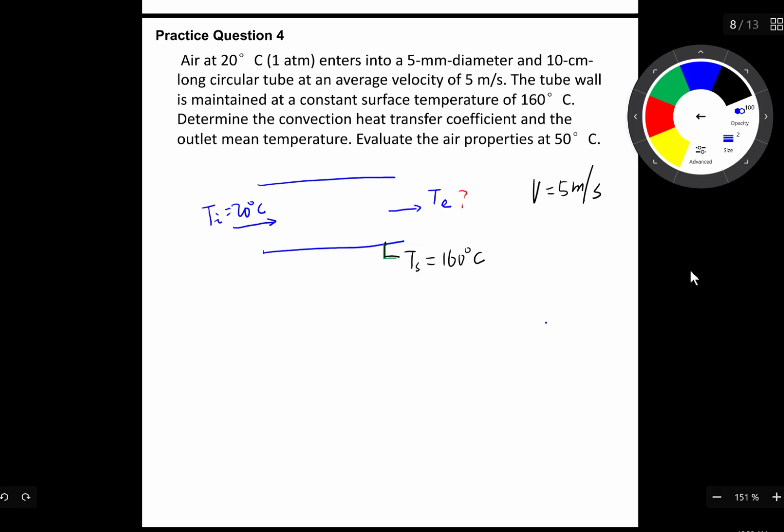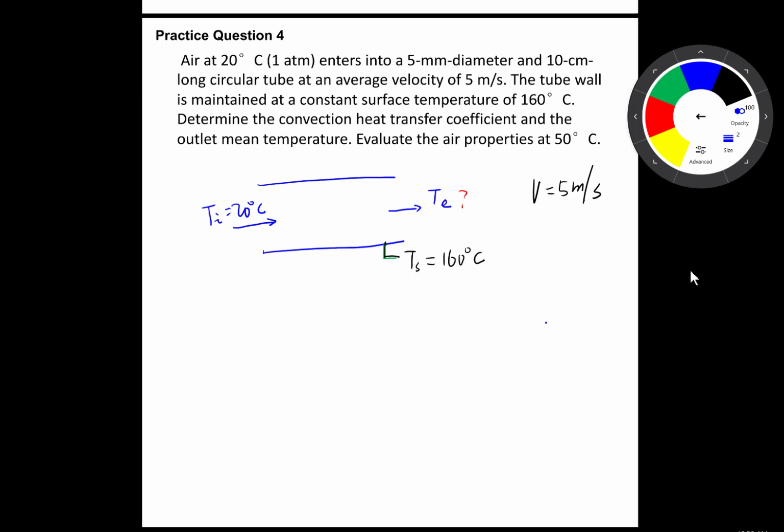This question involves air flowing through this circular tube. We know it enters at 20 degrees Celsius. We know the surface temperature remains at a constant 160 degrees Celsius. We want to find Te.